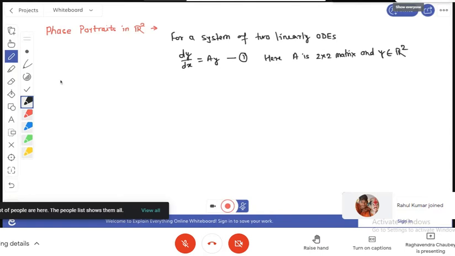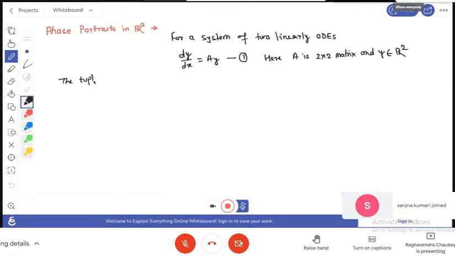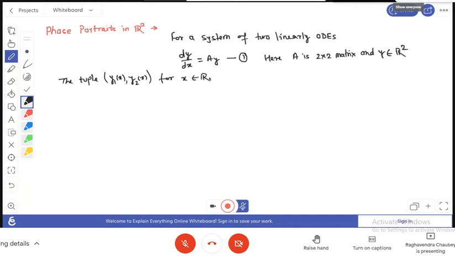So here we take this tuple (y1, y2) for any x which belongs to real R. So this represents a curve, that is your solution curve, and if you denote that curve by C, this curve is basically in the R2 plane, and this is in parametric form.